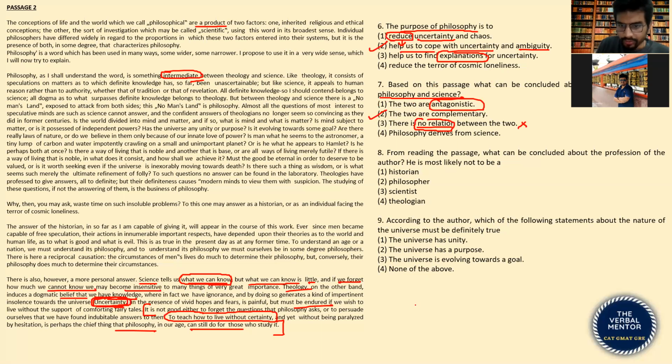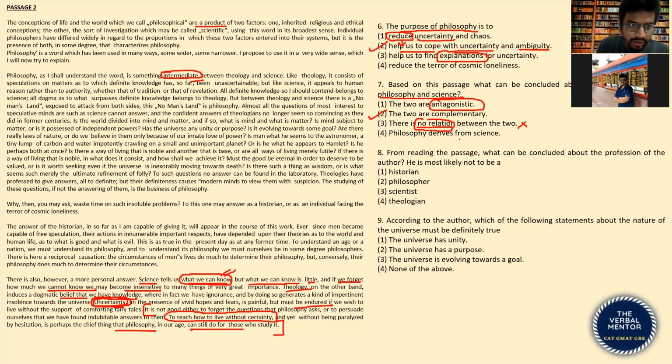Kshitij, what we can know is taught by science. What we cannot know is taught by philosophy. So, guys, what we can know and what we cannot know make the universal set, no? That's what complementary is. So the two are complementary, right? They complete each other in a sense.